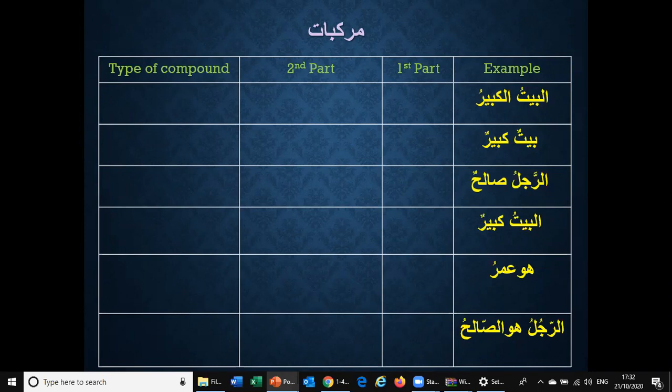Al-baytu kabirun. Al-baytu. What is it? Ma'rifa or nakira? Ma'rifa. What is kabirun? Without al is nakira. So ma'rifa and nakira construction is complete sentence, mubtada khabar.